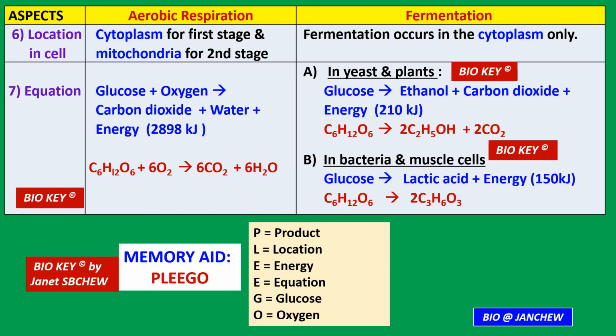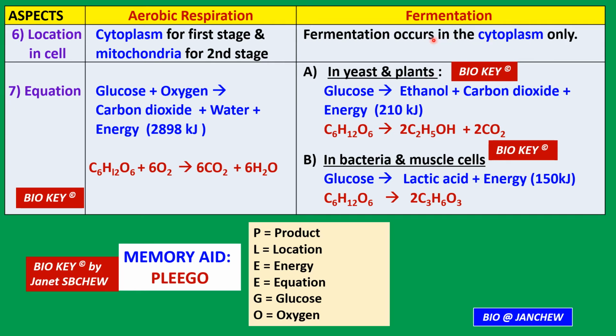So far we have looked at 5 similarities and 5 differences. Here are 2 more differences. Where does aerobic respiration occur in the cell? So there are 2 stages. For the first stage, aerobic respiration occurs in the cytoplasm. And for the second stage, aerobic respiration occurs in the mitochondria. Whereas for fermentation, fermentation occurs only in the cytoplasm. And the molecules never go into the mitochondria at all.